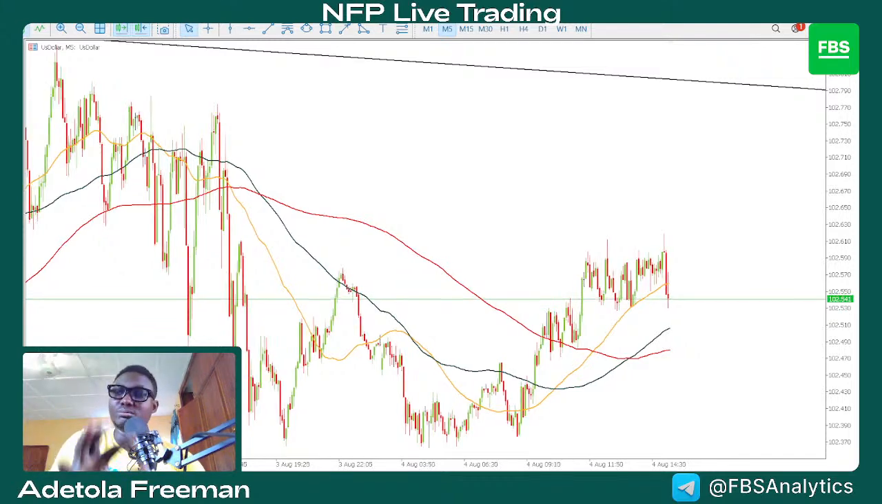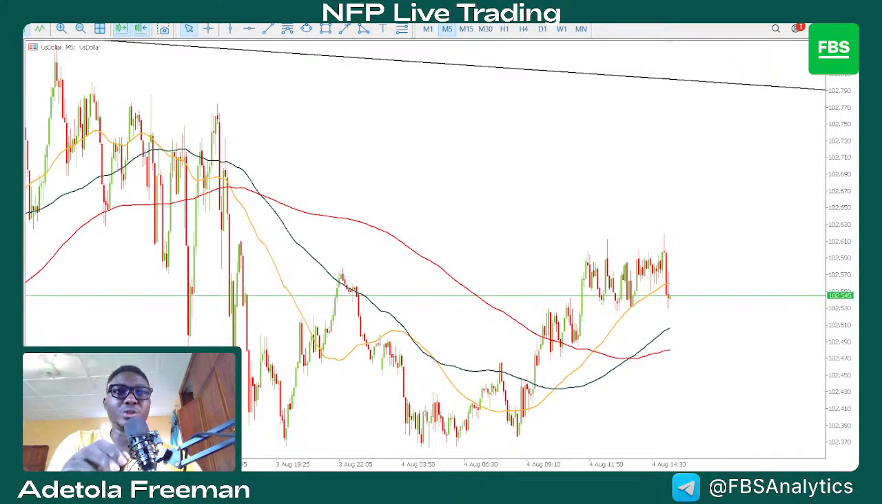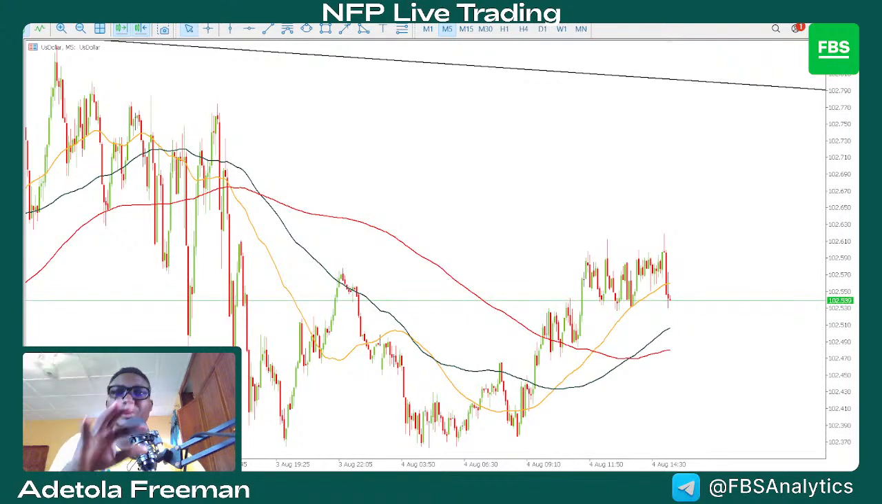So, without much ado, we're going to go right into what we're expecting from the non-farm payrolls and the employment data, the entire scope, the entire spectrum of what we're expecting for today. If you look at the chart over here, this is the chart of the US dollar on the 5 minutes time frame.